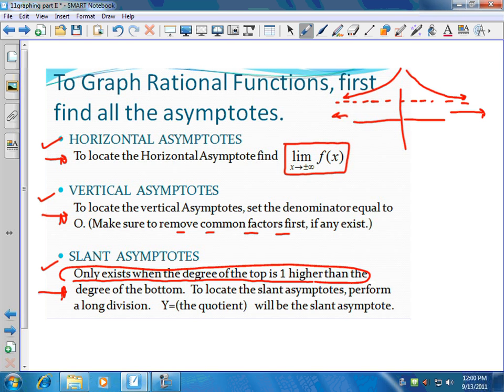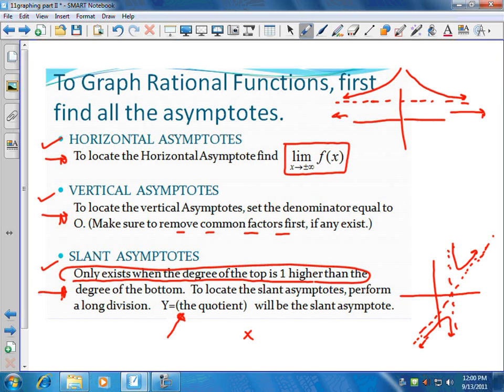To get slant asymptotes, we're going to do a division, and y equals the quotient will be the slant asymptote. A slant asymptote basically is a slanted line. So let's say maybe this is a graph. It's possible your rational function looks like this or like that. Notice that the graph is approaching that slanted line either as you go towards infinity or as you go towards negative infinity. And why is it a slanted line?